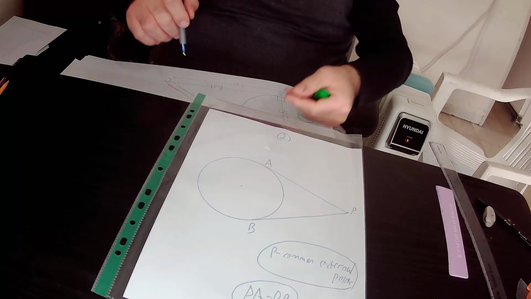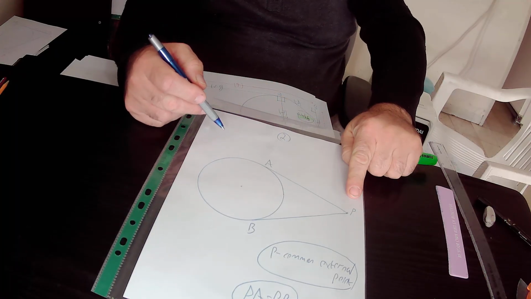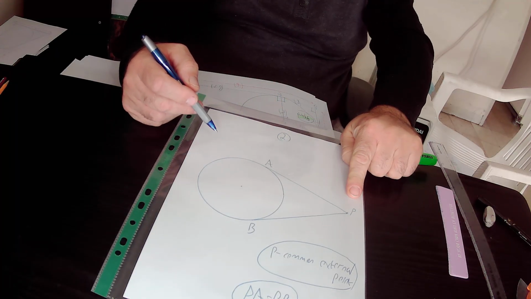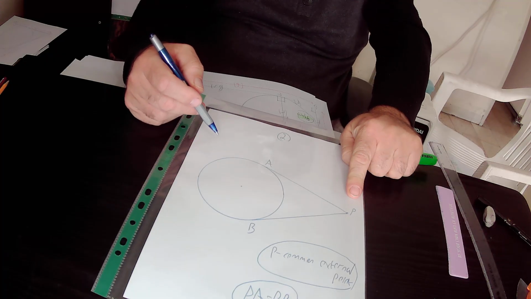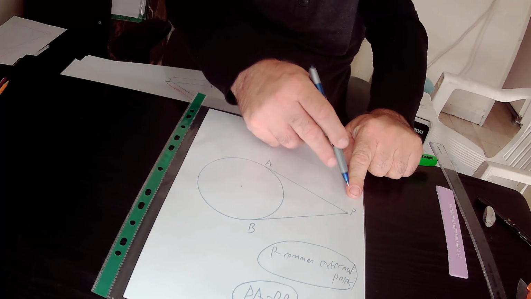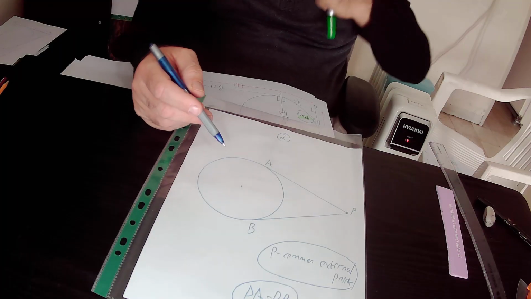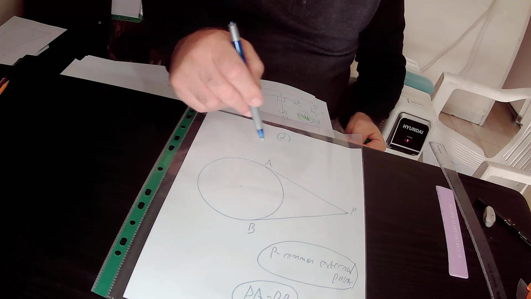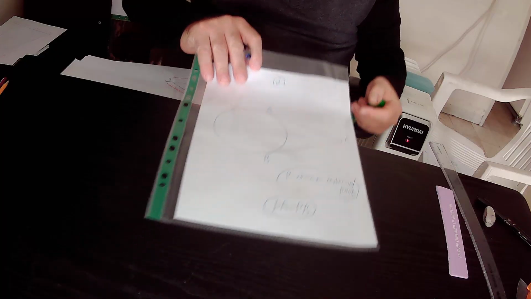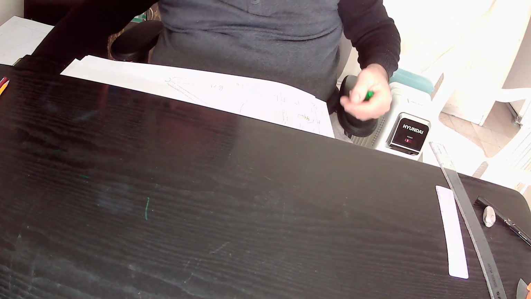In the drawing, we have a circle. This is the common external point, point P. From this common external point P, we have two tangents to this circle, tangent PA and tangent PB. And according to this rule, they are equal to each other. That is to say, PA equals PB. So we can actually implement rule 2 in our drawing.